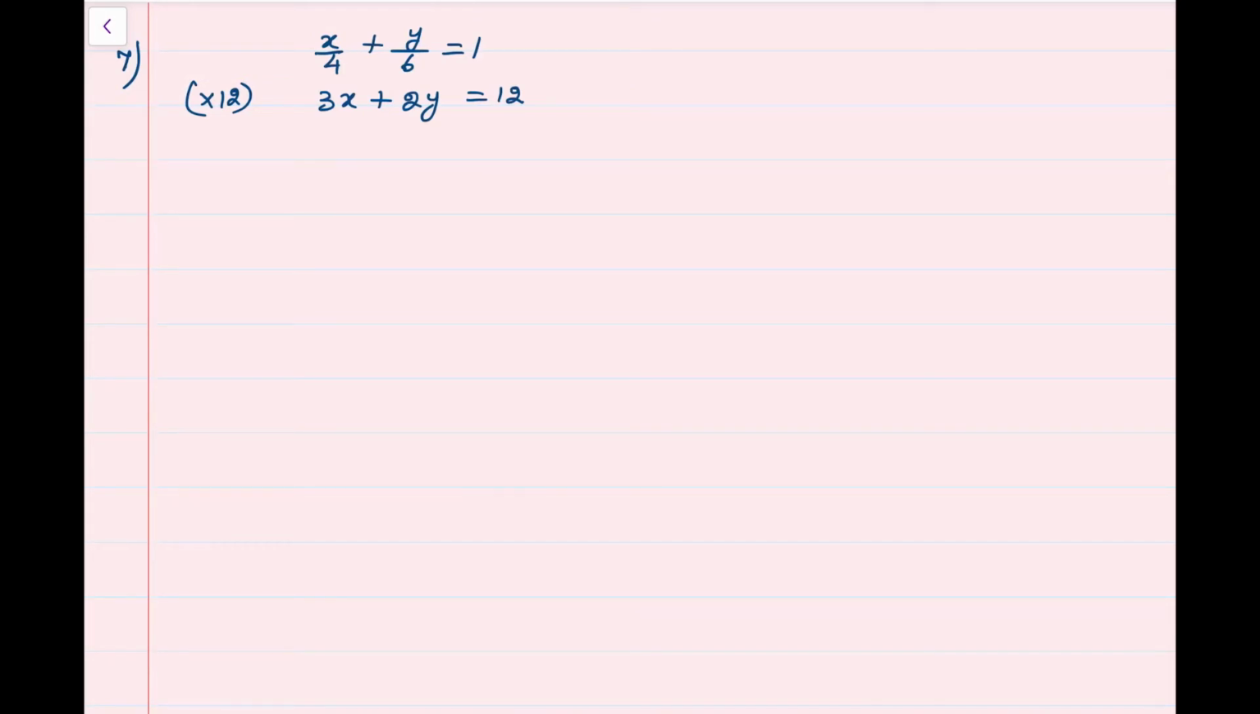So on the y-axis, x coordinate should be 0. Let us substitute x as 0. 2y is 12. Therefore, y coordinate of that point is 6. Therefore, the point where this line meets the y-axis is (0, 6). And we will find the slope of this line.